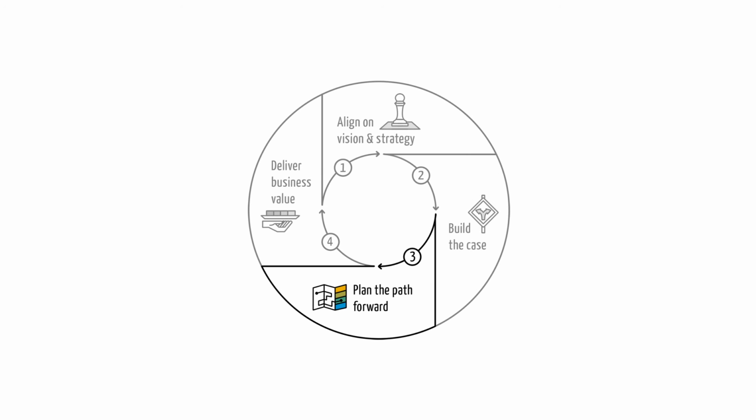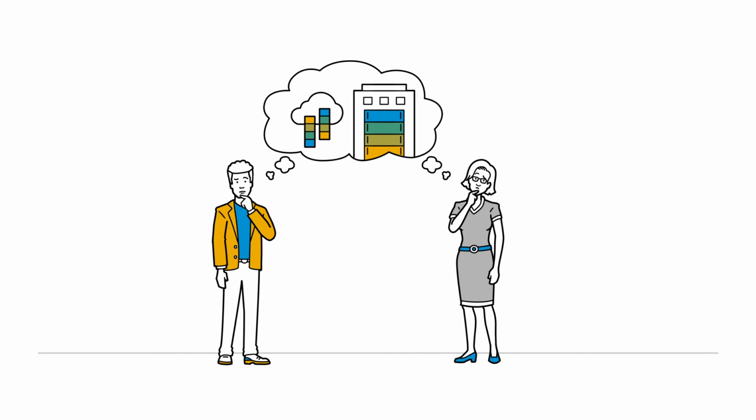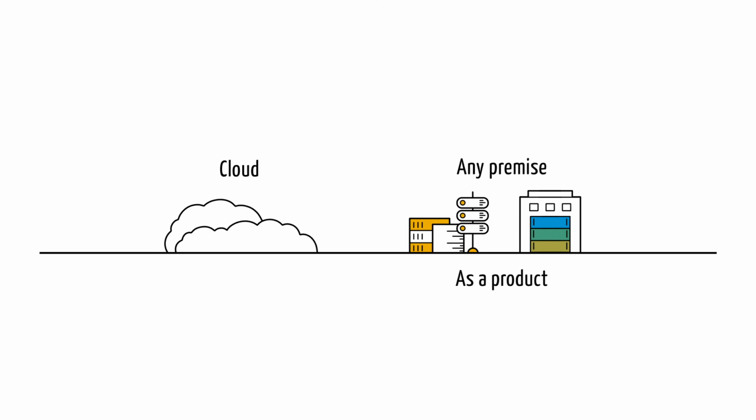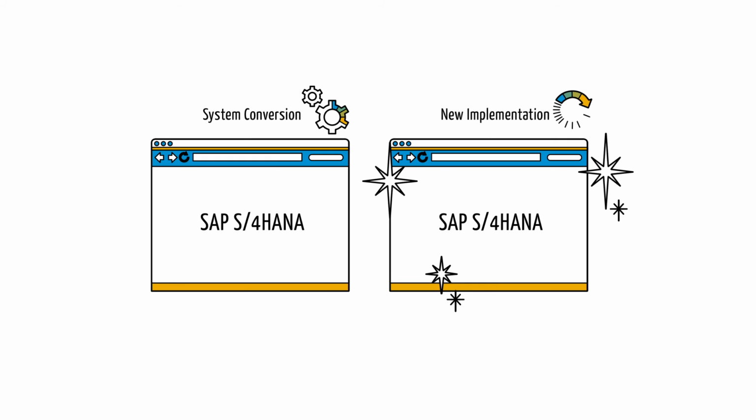Step 3, plan the path forward. Once the goal's been set up, customers decide what product options and deployment strategies fit their needs best. They may use the highly customizable and self-hosted any-premise solution as a product, or deploy the lightweight subscription-based SAP cloud solution as a service. Also, they can choose to just convert their old ERP to SAP S/4HANA or start from scratch with a completely new implementation.